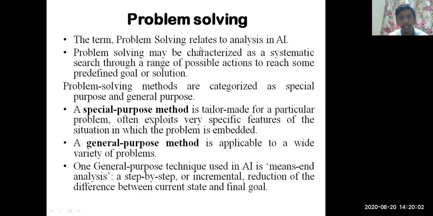So basically, problem solving methods are categorized into two types, that is special purpose method and general purpose method. These are the two important classifications with respect to your artificial intelligence problem solving. The first one is a special purpose method, which is tailor made for a particular problem. That is, it will be confined only to some limited problems.